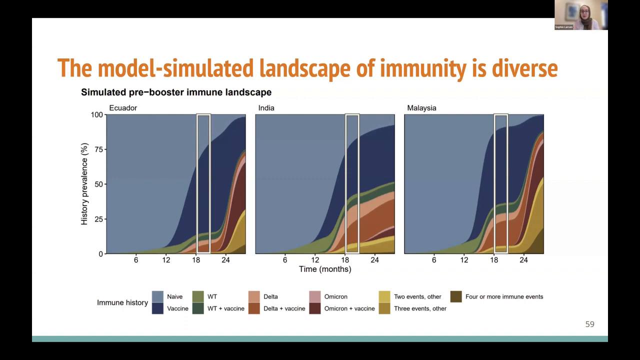If we look at month 18, for example, Ecuador has just a huge amount of the vaccine-only group, and they have a lot of naive individuals, but very low natural infections or hybrid immunity. In Malaysia, we've got tons of hybrid immunity, tons of vaccination. Malaysia and India have a lot more delta going on. Of course, as we get later in the simulations, India keeps that really big proportion of delta histories, whereas Malaysia and Ecuador get more distribution and a lot more Omicron.